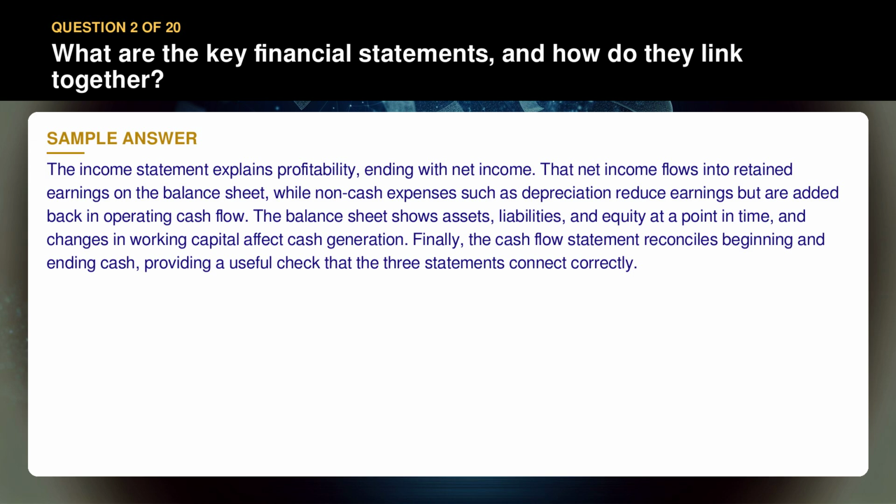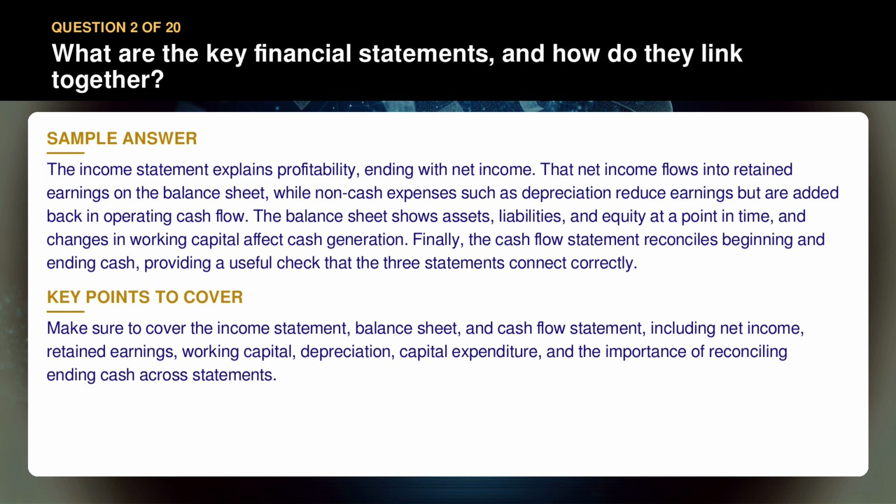The balance sheet shows assets, liabilities, and equity at a point in time, and changes in working capital affect cash generation. Finally, the cash flow statement reconciles beginning and ending cash, providing a useful check that the three statements connect correctly. Make sure to cover the income statement, balance sheet, and cash flow statement, including net income, retained earnings, working capital, depreciation, capital expenditure, and the importance of reconciling ending cash across statements.